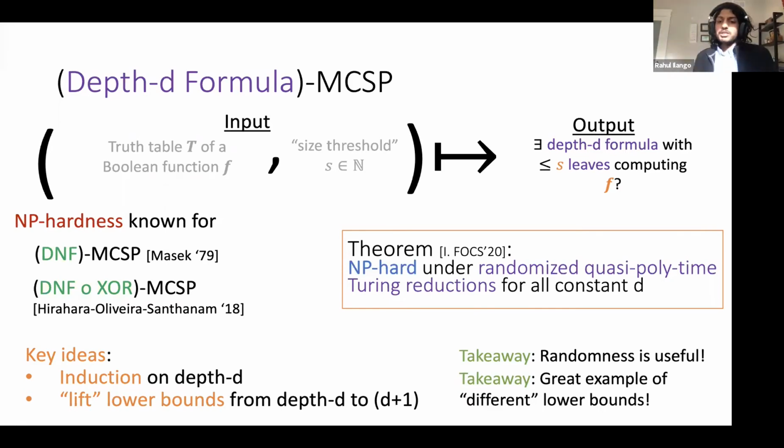But maybe the more interesting takeaway here is that this technique, which I'll talk about more at the end, is a good example of how proving lower bounds or hardness results for MCSP might reveal different types of lower bounds. And I'm going to come back to that at the end.